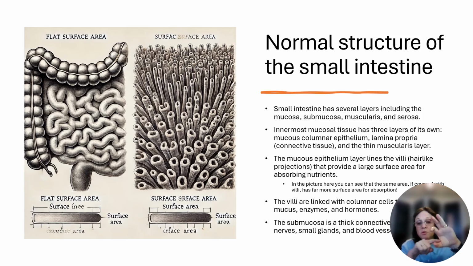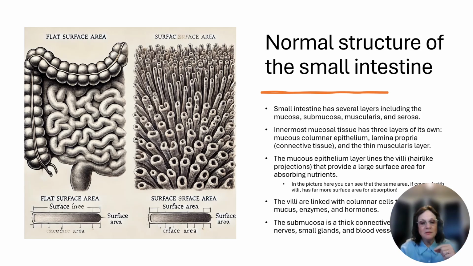And the innermost mucosal tissue has three layers of its own. It has mucus, columnar epithelium, lamina propria, which is connective tissue, and this thin muscularis layer. And the mucus epithelium layer has these little hair-like projections, which are called villi. And I showed you this picture of them here to really show you how they expand the surface area.